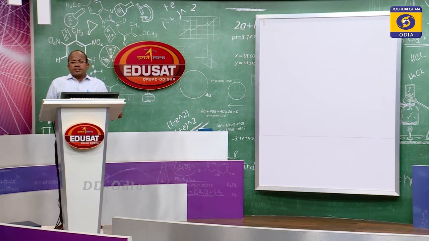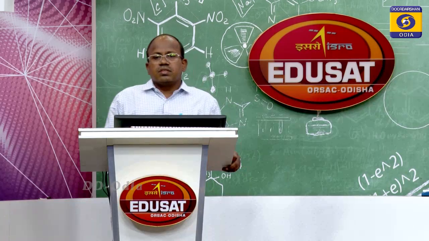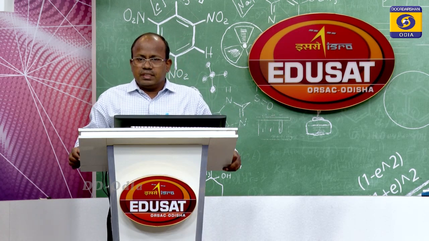Next comes external environment. The factors and forces existing outside of the business enterprise constitute the external environment. Again, external environment can be classified into two subcategories: micro environment and macro environment. Micro environment refers to those factors, forces, events, circumstances which surround business and which are within close vicinity of the business. They are very close to the business organization. And macro environment means those factors which are outside of the business enterprise, but exist far away from the business enterprise.